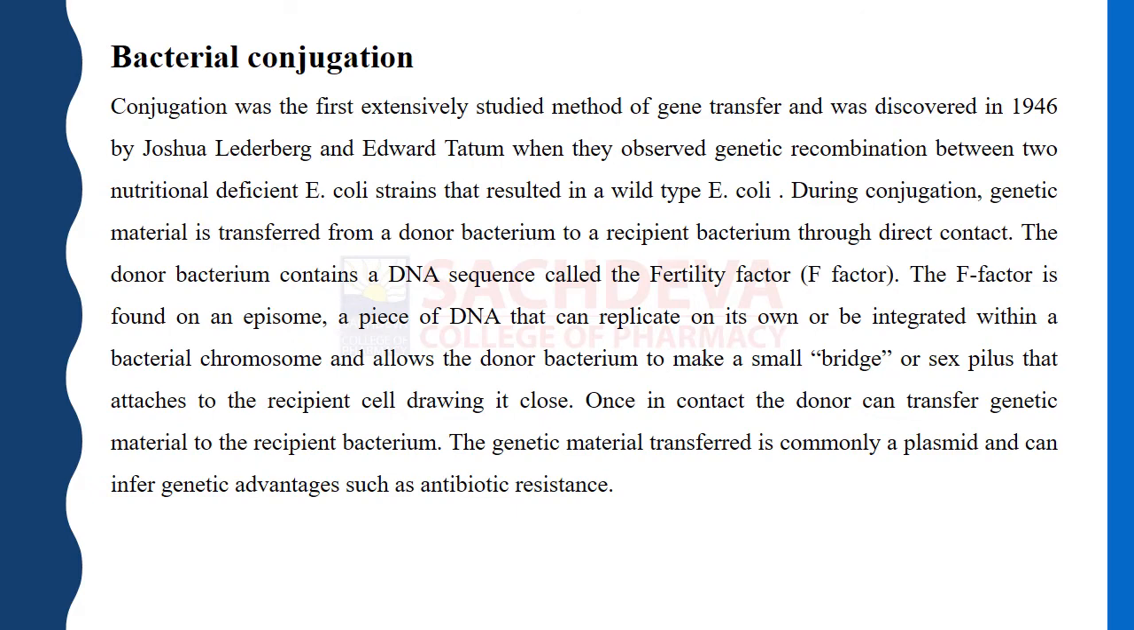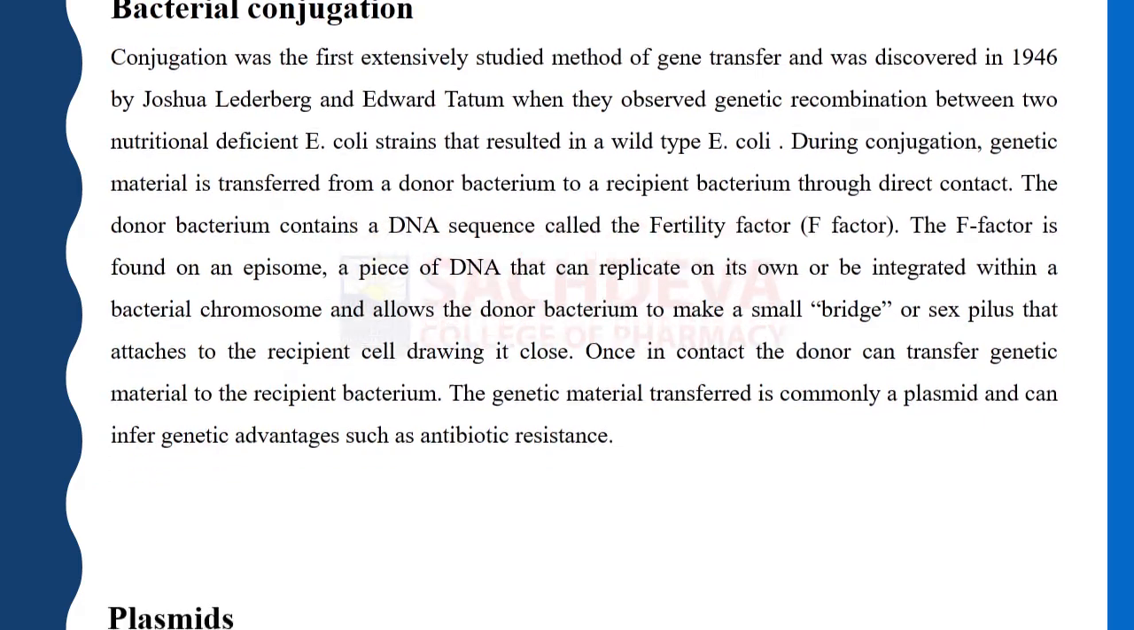The donor bacterium contains a DNA sequence called the fertility factor or F factor. The F factor is found on an episome, a piece of DNA that can replicate on its own or be integrated within a bacterial chromosome, and allows the donor bacterium to make a small bridge that attaches to the recipient cell, drawing it close. Once in contact, the donor can transfer the genetic material to the recipient bacterium. The genetic material transferred is commonly a plasmid and can confer genetic advantages such as antibiotic resistance.